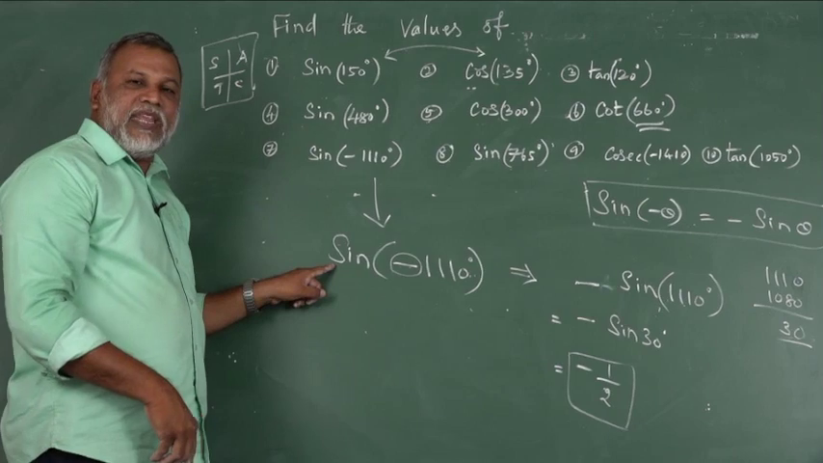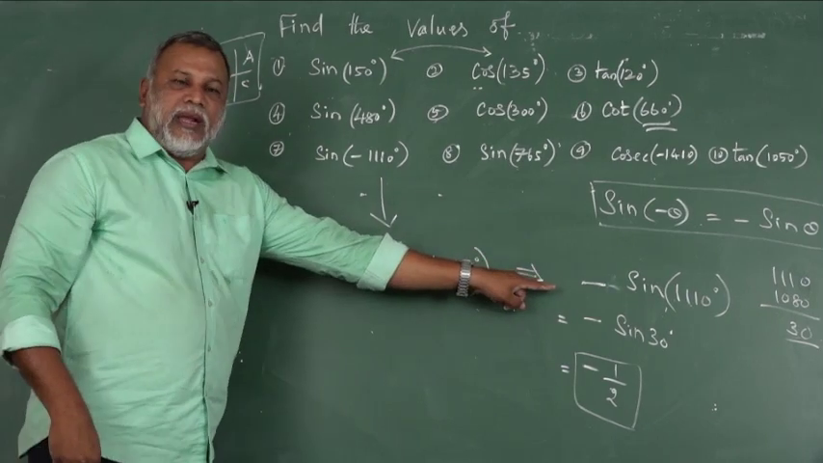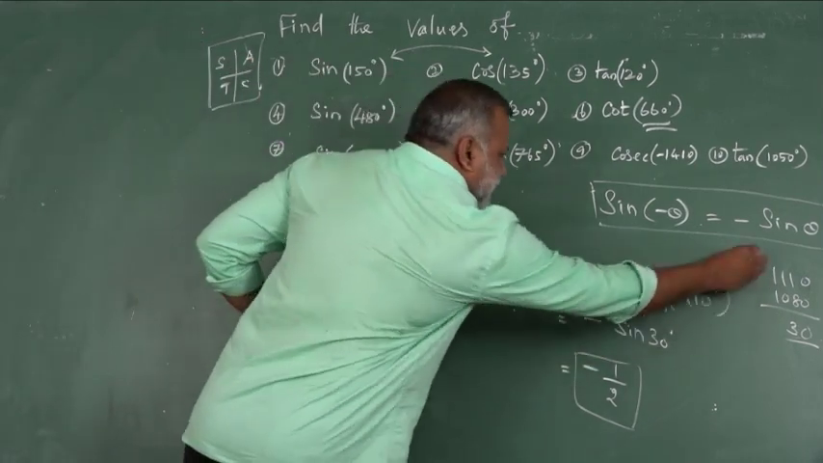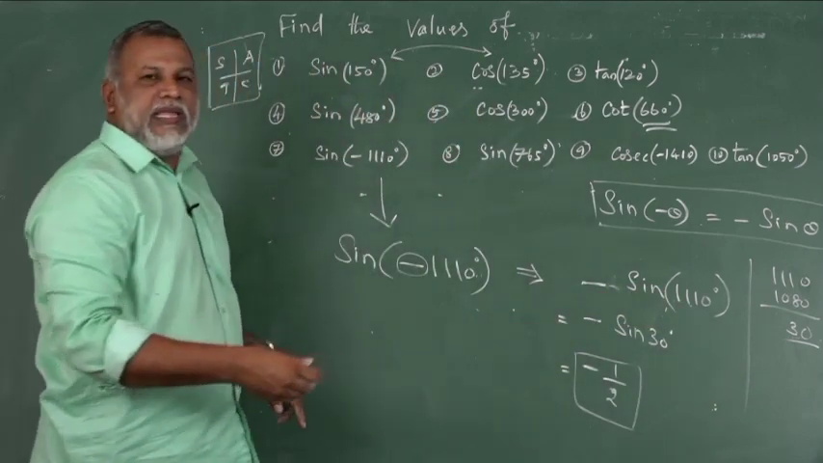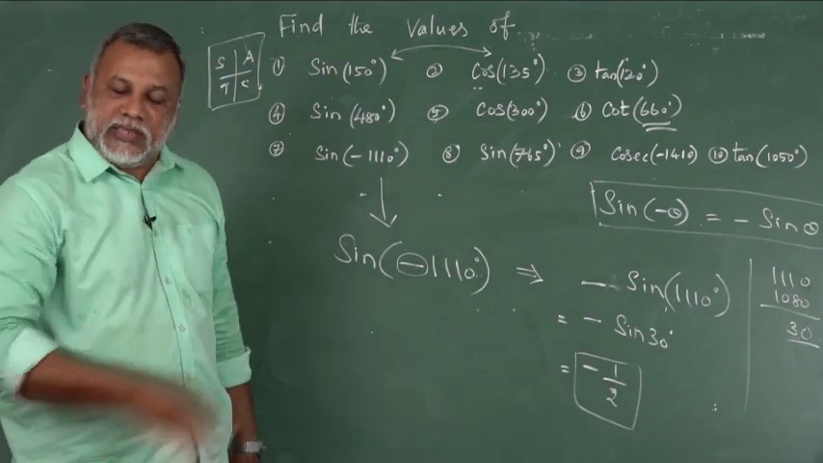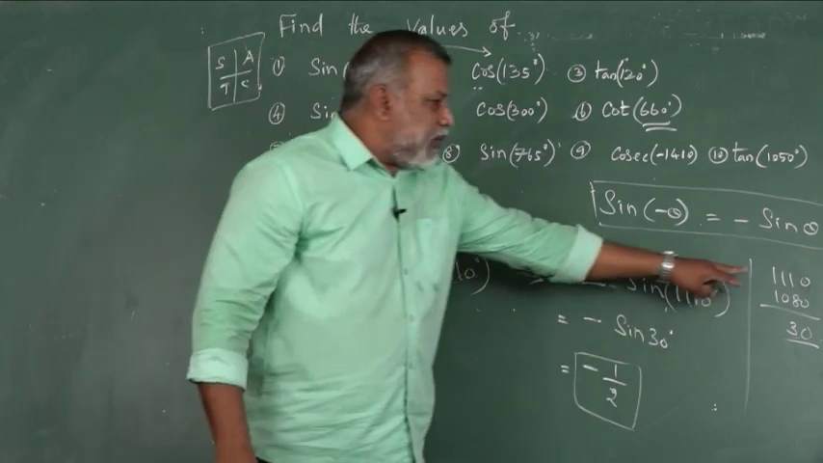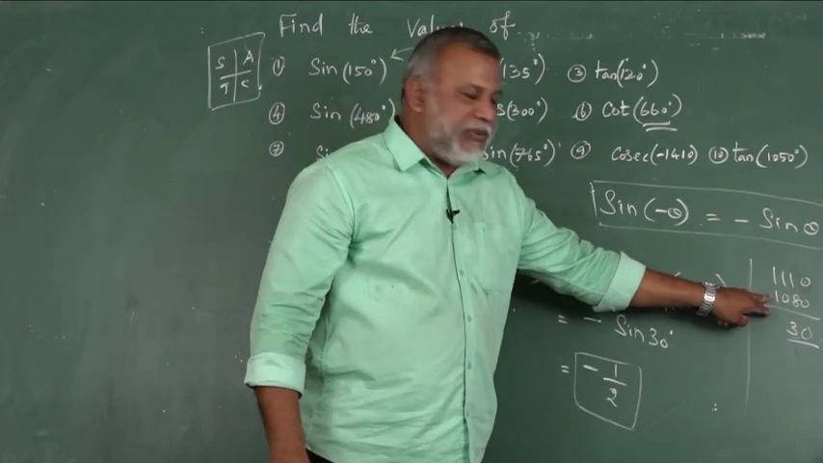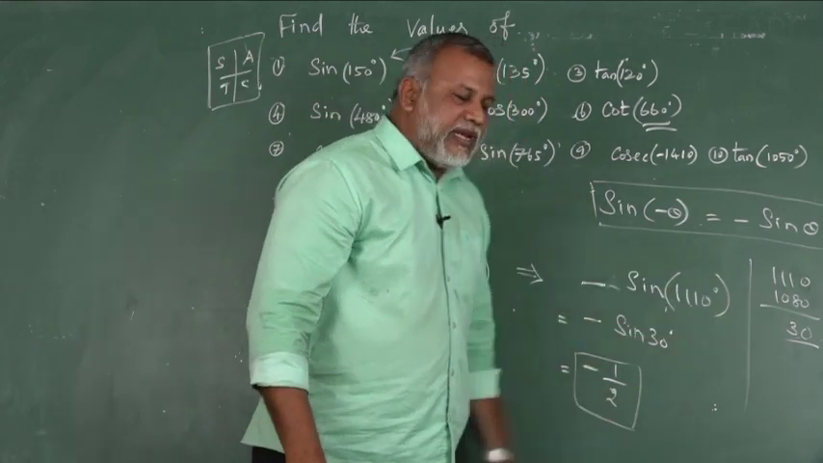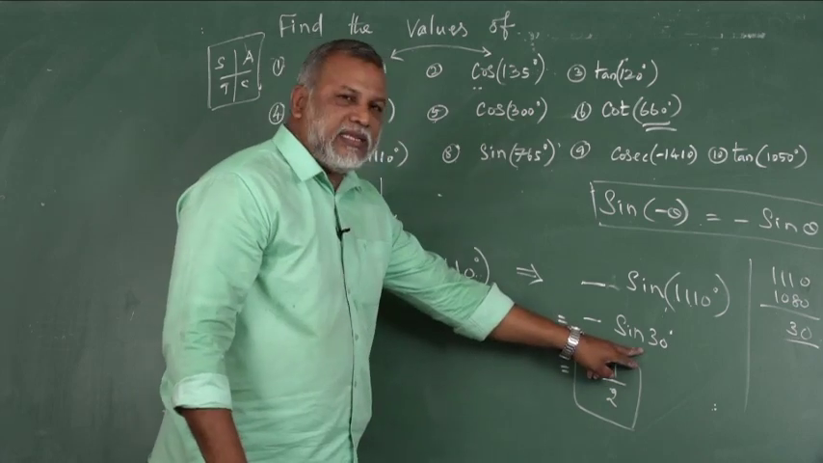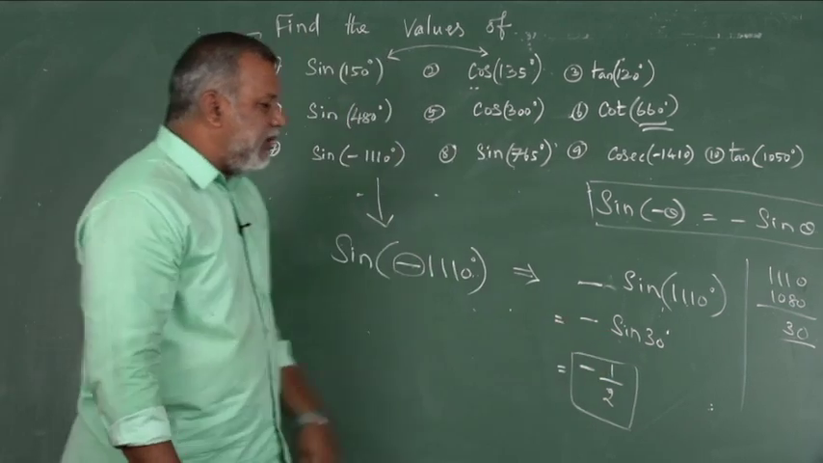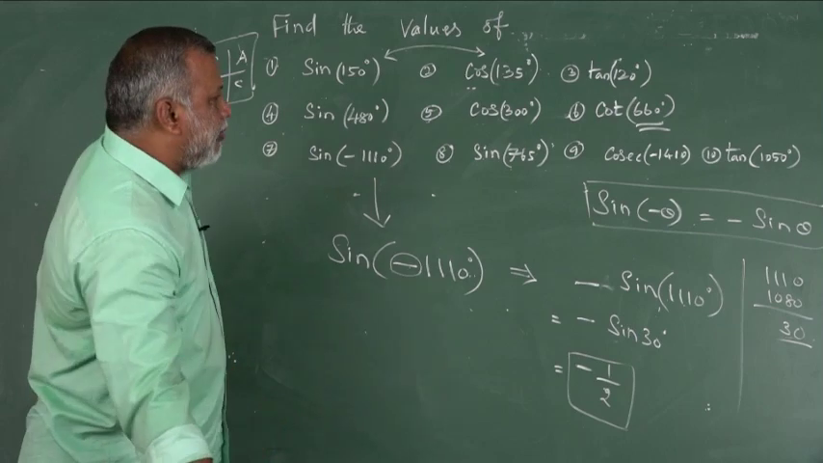Here, see, given is sine, so it emits the negative. After that, think about the same concept. 1110 degree has 3 complete rotations. Remove the 3 complete rotations. 1110, 3 complete rotations mean 1080. Remove, we can get 30. Therefore, sine 30. Sine 30 from the table gives minus 1 by 2.